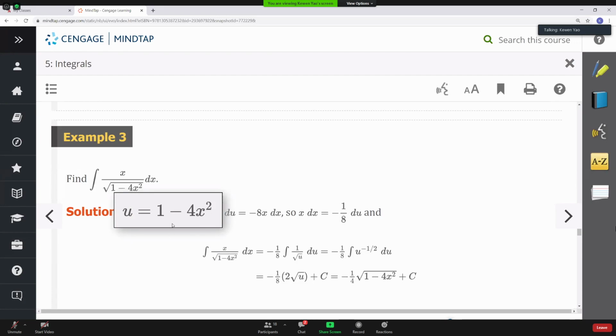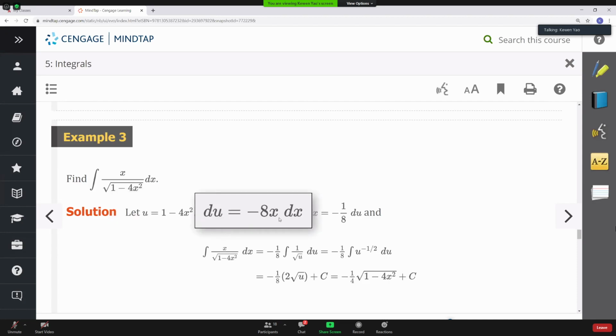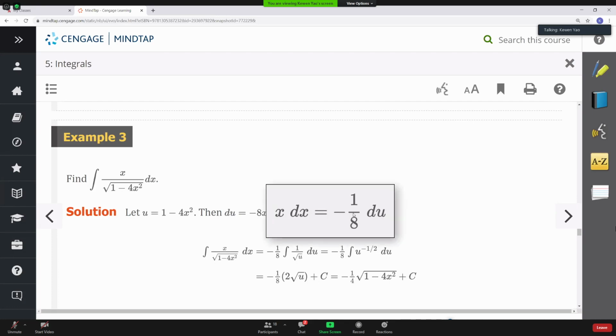So we can solve for du, right? du is the derivative of the function times dx. The derivative is negative 8x, right? So du is negative 8x dx. So you can solve by dividing by what? Negative 8, because here it is x times dx. So x dx is negative 1/8 du, right?